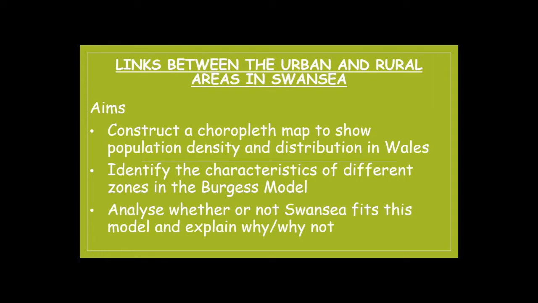What we'll then do is within areas of high population density, so an urban area, a city like Swansea, we will identify the characteristics of different zones of that urban area. The zones are called the Burgess model, and then we'll look at whether or not Swansea actually fits this model perfectly, and if not, give reasons for why not. Okay, so if you'd like to pause the video here a moment and go ahead and write down the title into your books, Links Between the Urban and Rural Areas in Swansea.